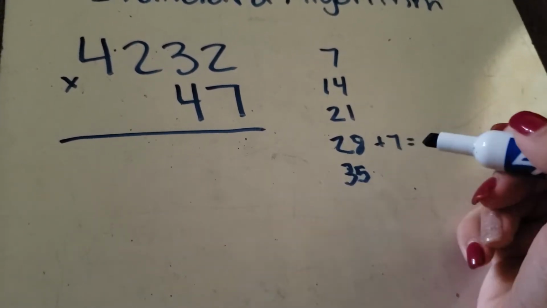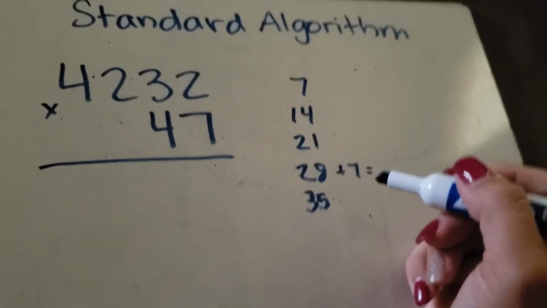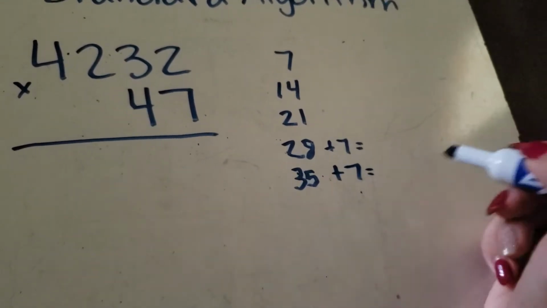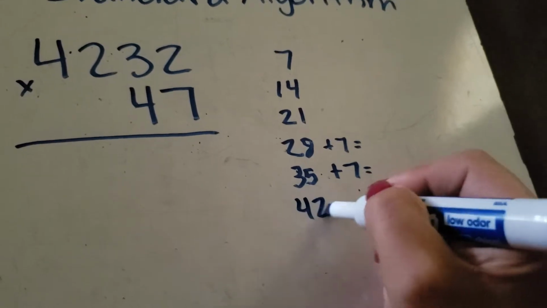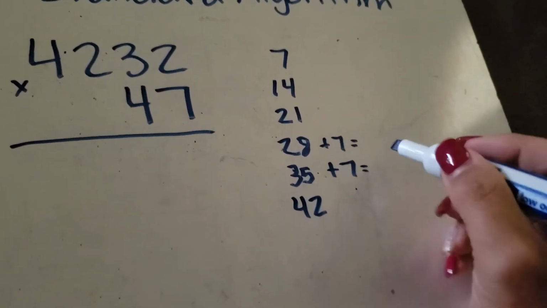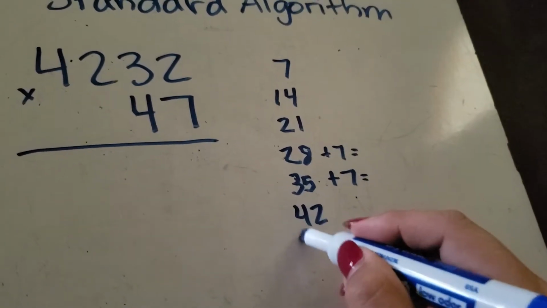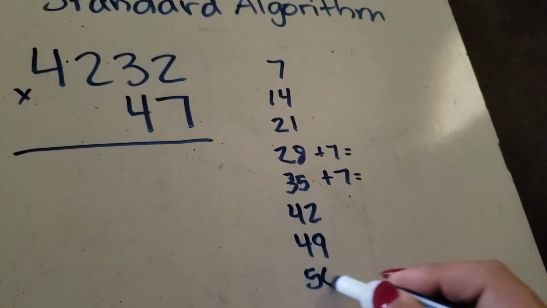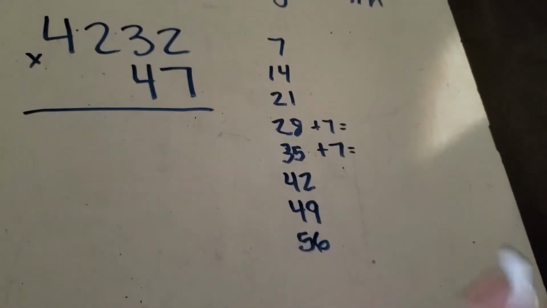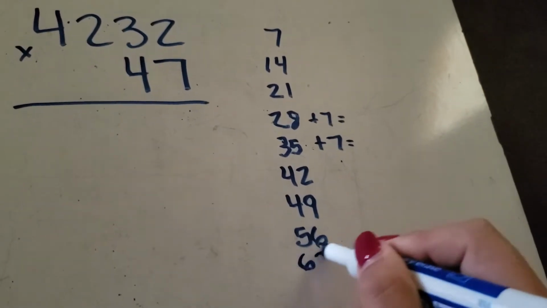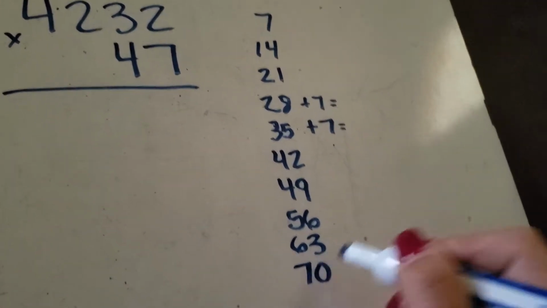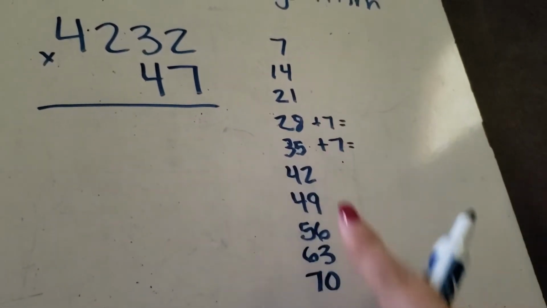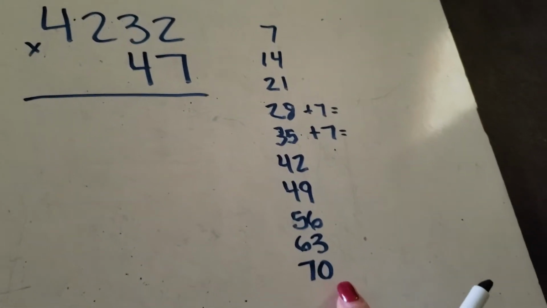Sorry, I'm trying to do this through my camera, so it's not very neat. Again, they would do repeated addition. They would solve, and they would just keep doing that until this number is multiplied by 10, so they've done all the different factors.